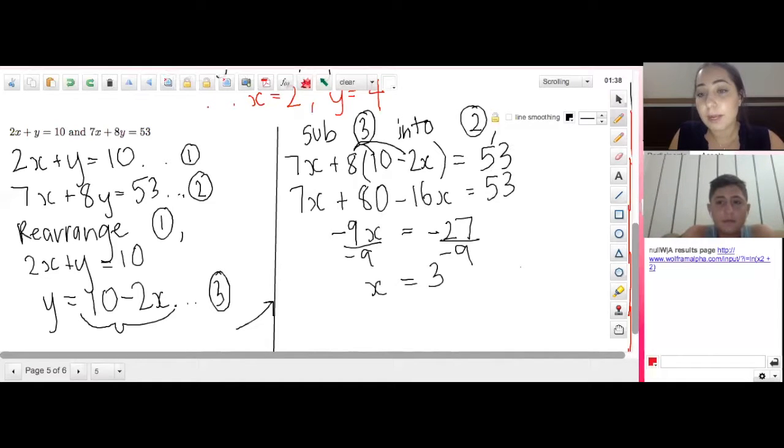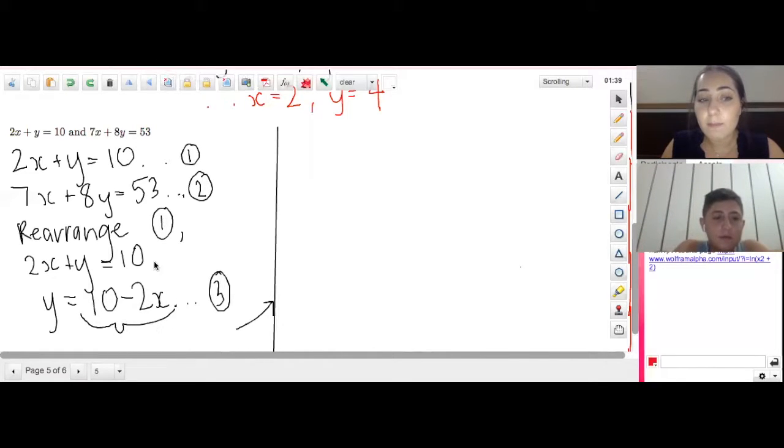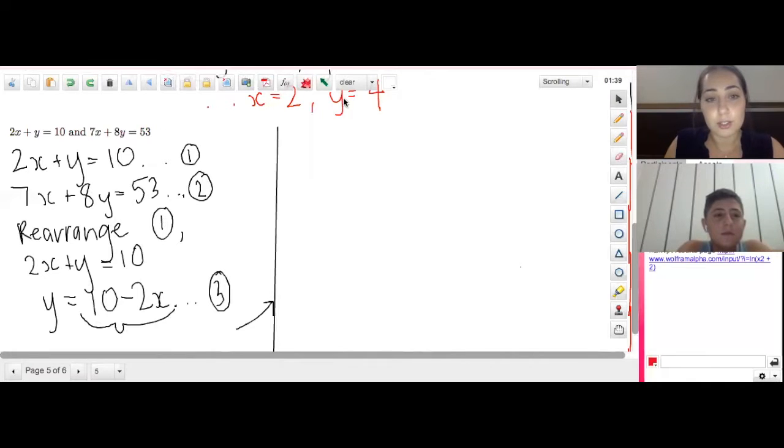Could you please repeat that step? Sure, no problem. So what we're going to do is take it back to this step over here. What we did was we rearranged equation 1 to make y the subject, because that's what the substitution method requires of us. So once we make y the subject of the equation, we can now substitute this value over here into the value of y in equation 2. So we're going to sub this part into equation 2.